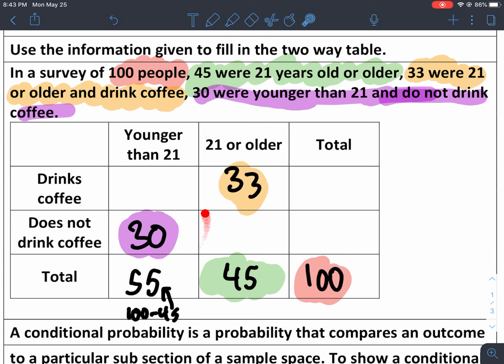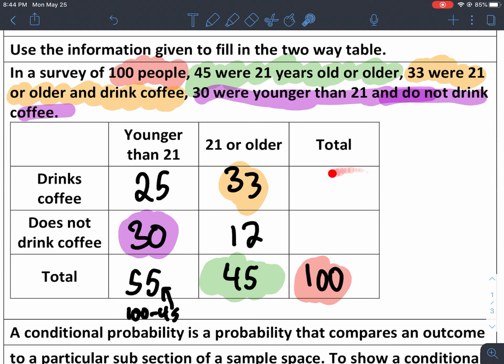Okay, now I look at something else. Let's look at these. Out of our younger than 21, this column, I know that 30 don't drink coffee. So if 30 out of 55 don't drink coffee, that means 25 do. Then I can go ahead, same idea here. If 33, 21 or older do drink coffee, then 45 minus 33, or 12, don't drink coffee.